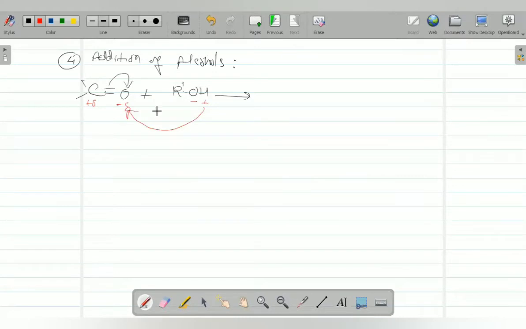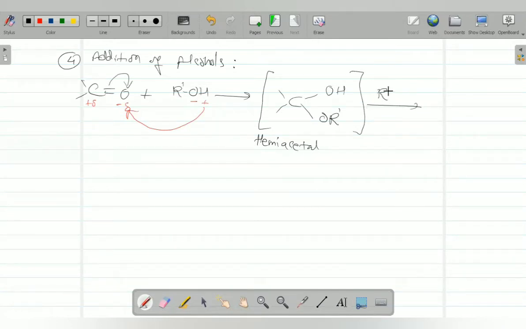So H, I take on this. It will make what? O reacts with H and C reacts with OR'. This is called hemiacetal. Hemi means half, hemiacetal. If you react it with one more molecule of R'OH alcohol, then what will happen in the presence of a proton?